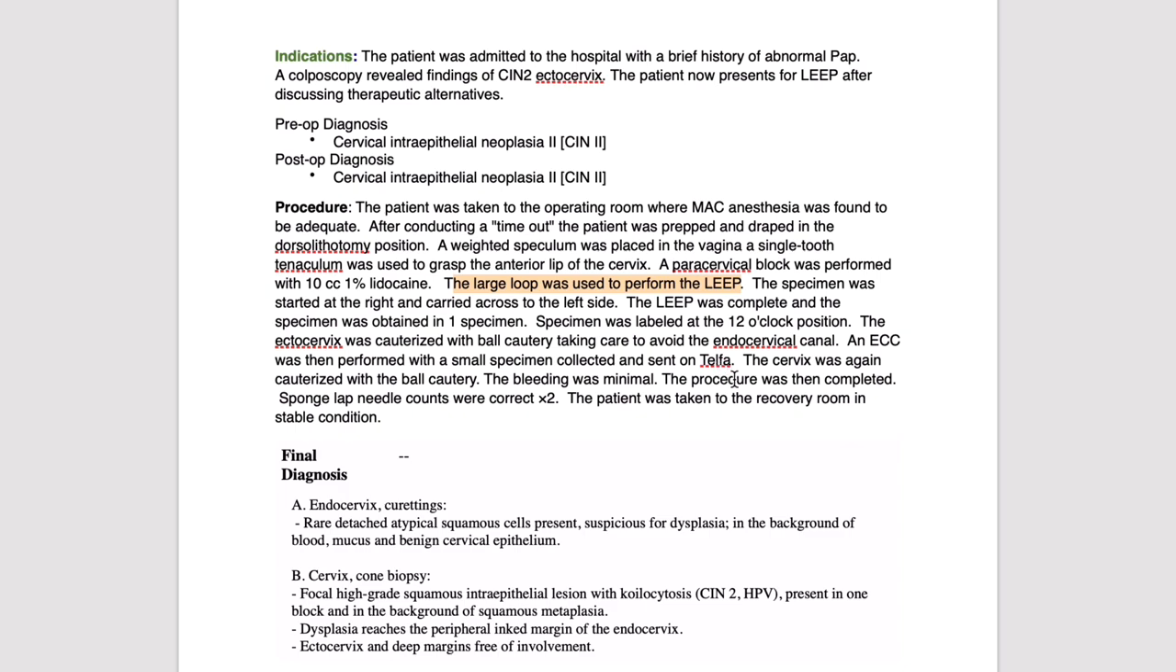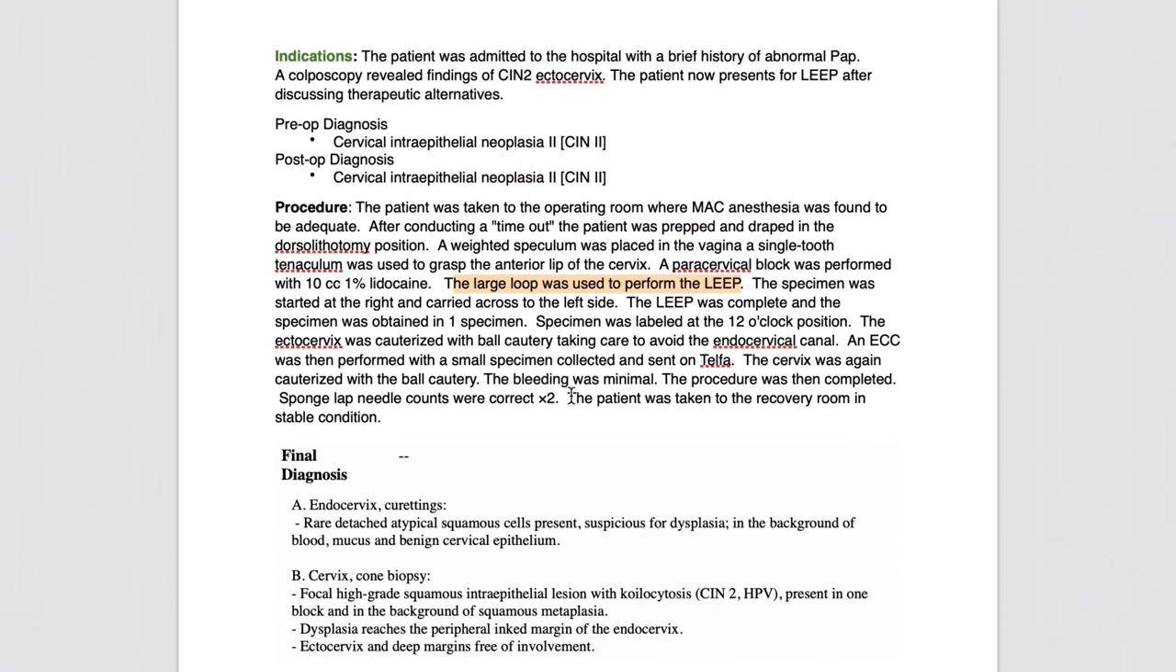Which I had to look up because I wasn't sure what that was, but that is like the little gauze, I guess, that comes in like the little packaging that looks like a sanitary napkin. So I was like, wow, they actually put specimens on that? Interesting. The cervix was again cauterized with the ball cautery. And that's pretty much it.